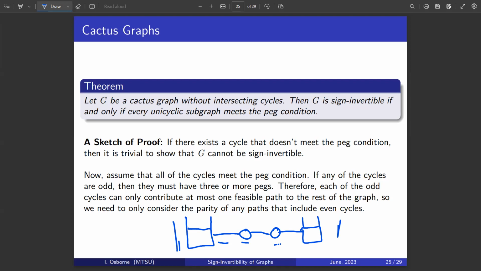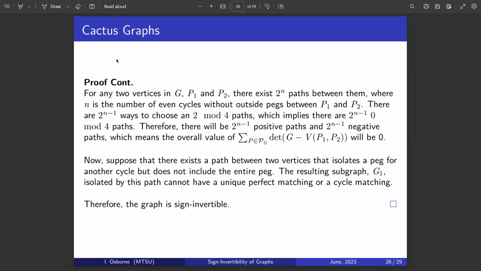But you're wondering about a path from here to here, right? Is there a way that the parity of these paths can cause us to get a 2 or a 4 or some value that isn't -1 or 1, or will those cancel out? So what it gets into is you have, for each of your set of vertices, 2^n paths between them, where n is the number of odd cycles without outside pegs.